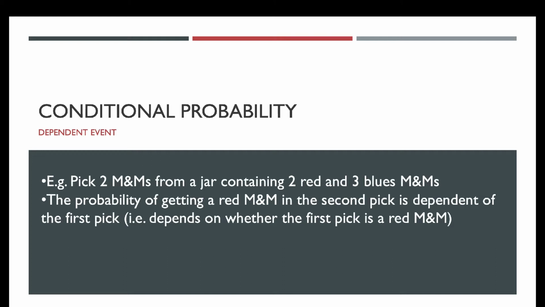The example is: pick two M&Ms from a jar containing two red and three blue M&Ms. So the probability of getting a red M&M in the second pick is dependent on the first pick, because in the jar there are only two red and three blue M&Ms. So of course the M&M that we pick is totally dependent on the first pick. If, let's say, you pick a red, you're going to have another three blue and one red, for example.